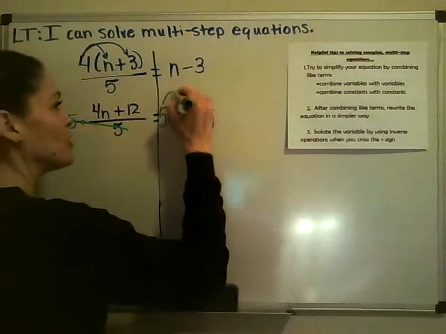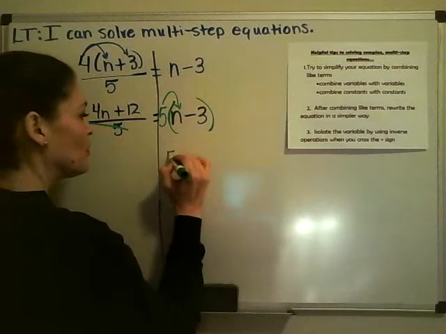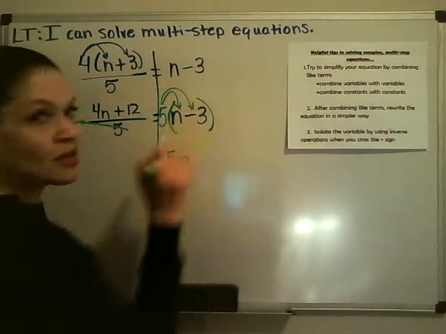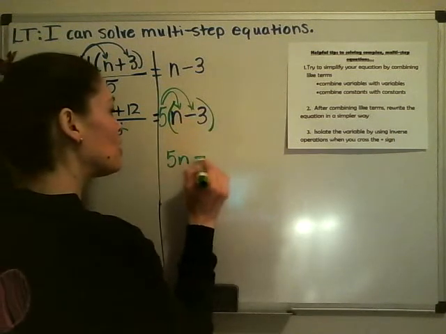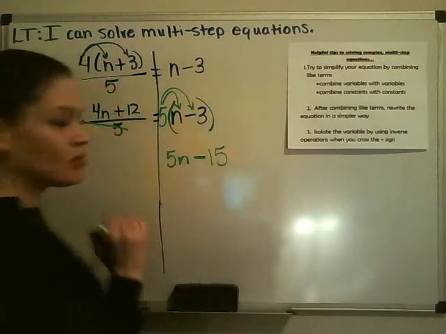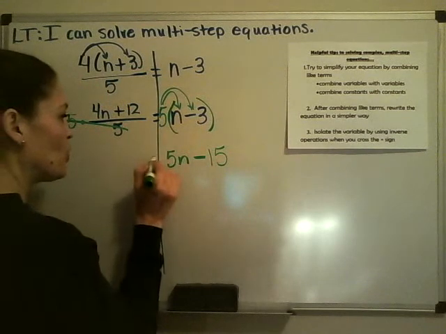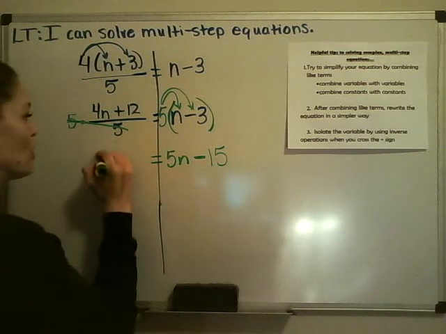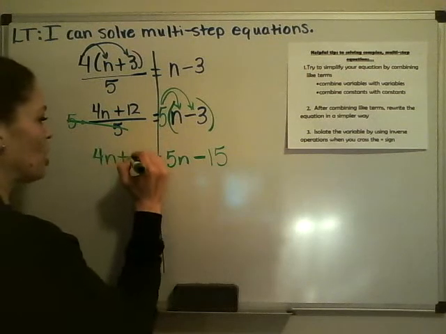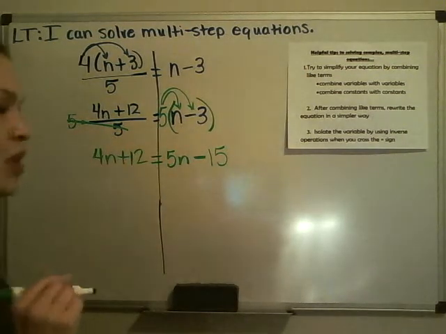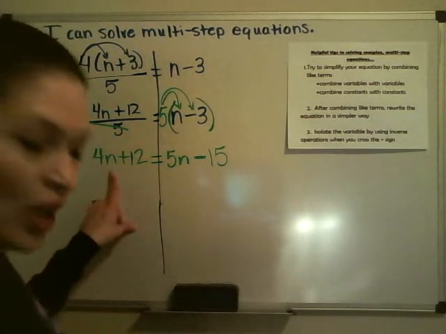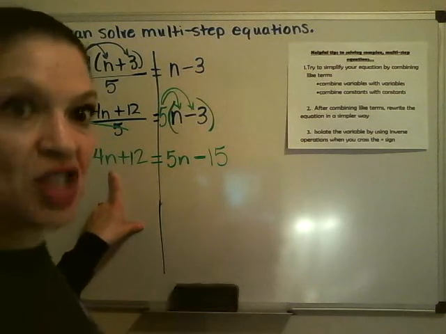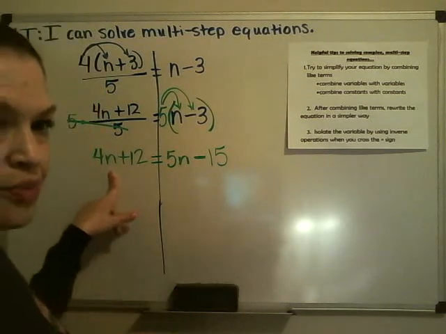All right, 5 times n, 5n. 5 times negative 3, negative 15. Bring down your equal sign. Bring down what you have left. 4n plus 12. Okay, so now you have one of the equations from earlier, from about like 15 minutes ago. Let's see what you remember.